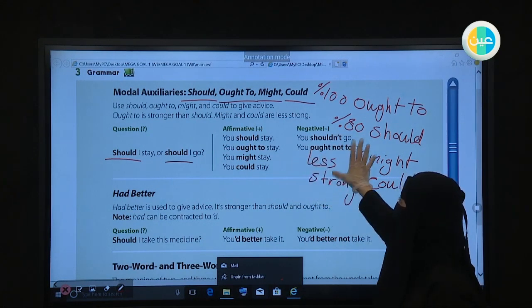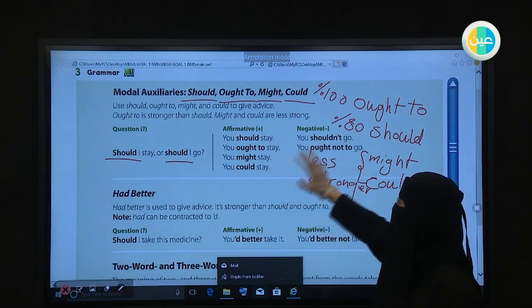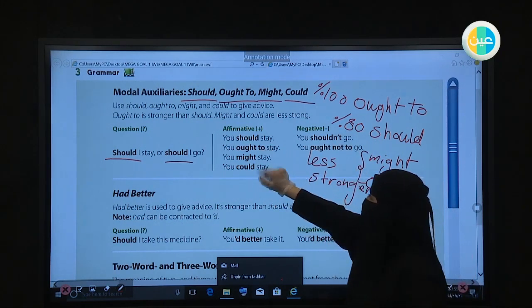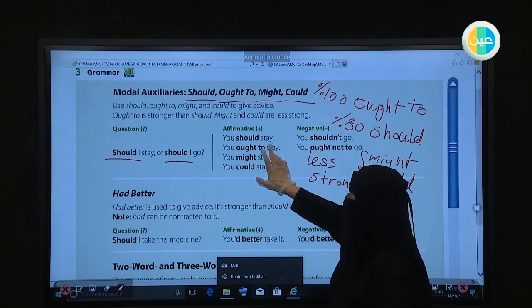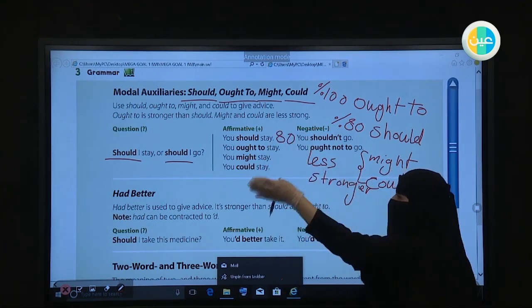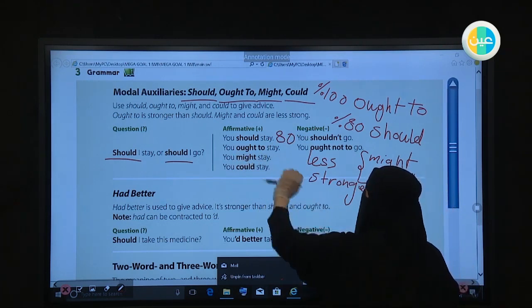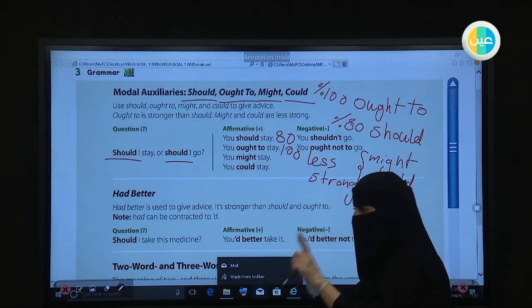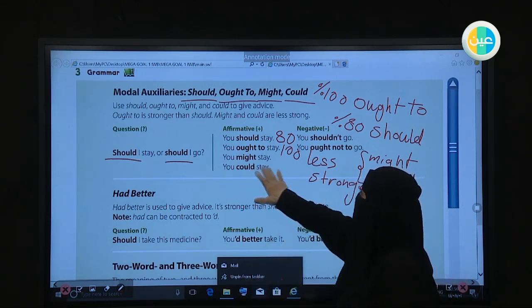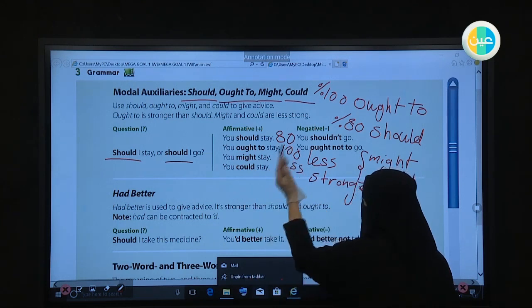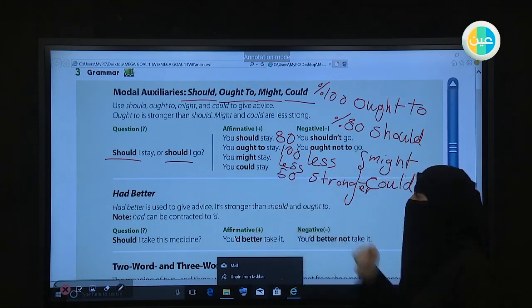Sorry, we have 2 types of answer. One is affirmative and the other is negative. Belonging to that question, for example, you should stay. You should stay means that 80% you want him to stay. You ought to stay is 100% that you want him to stay. And you might stay, you could stay is less, maybe as an example 50% that you want him to stay or go.